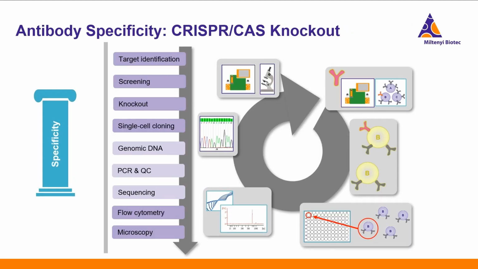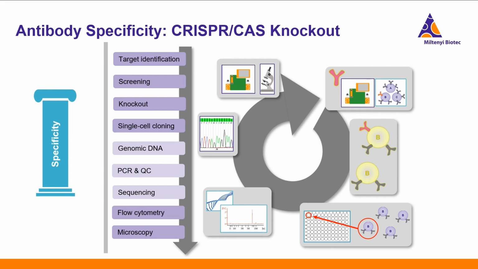Let's shift our focus to determining antibody specificity. Antibody specificity refers to the ability of an antibody to recognize and bind to a specific target molecule known as an antigen with high selectivity and affinity. Essentially, specificity indicates how precisely an antibody can distinguish between different molecules present in a biological sample.